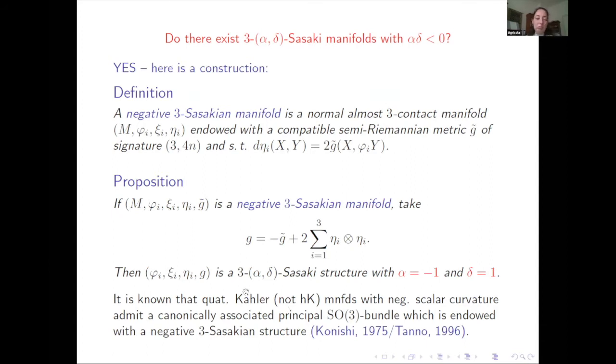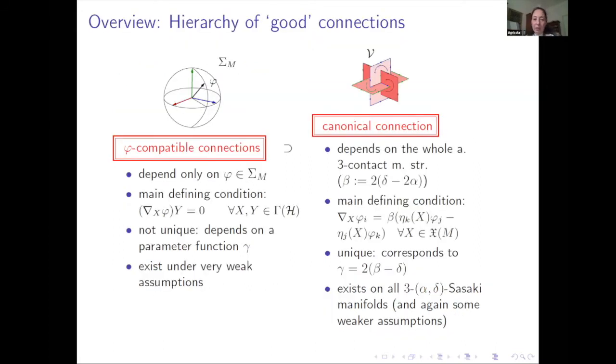It's not totally explicit. We will have more explicit examples later, but at least at that point, we knew that this is not an empty class, which is always good if you introduce new definitions, right? Okay, so Konishi bundles are examples, or yield examples, of negative 3-alpha-delta Sasaki manifolds.